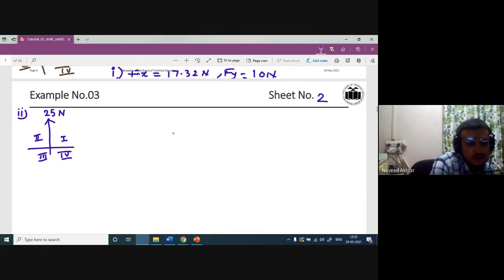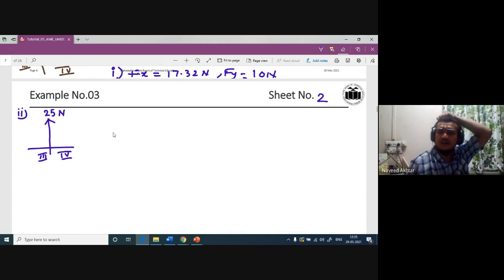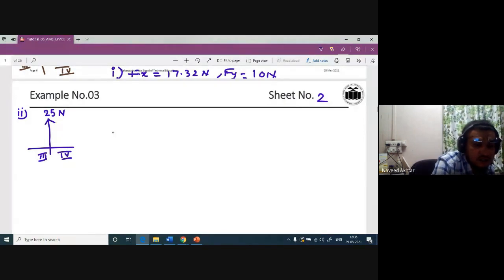Now here you can see the x value is making angle 90 degree here, and also it is making 90 degree angle. So if you consider the first quadrant or second quadrant, the force may be in the first quadrant or it may be in the second quadrant. So that is exactly at the north direction or positive. So what will be the value of Fx and Fy here, because it's orthogonal?